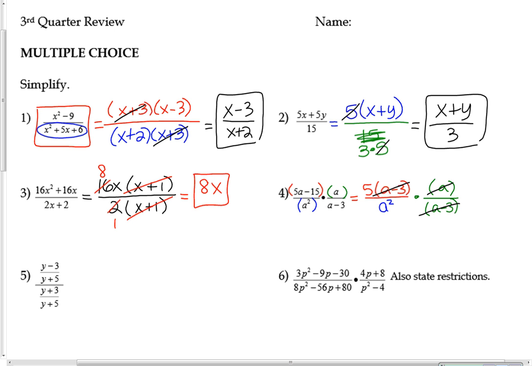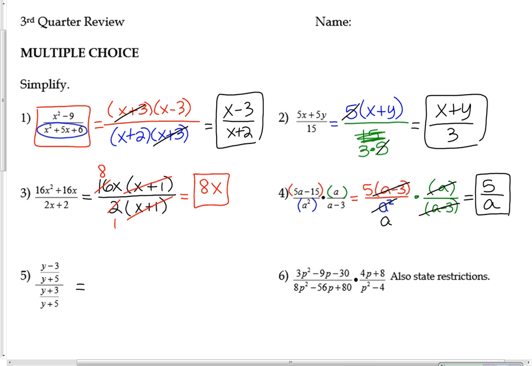I also have an a on the top of my second fraction that could reduce with one of the a's from my first fraction, so I'd only have an a left over there. So this whole problem reduces. I have my 5 left on the top, my a left on the bottom, and I am finished.